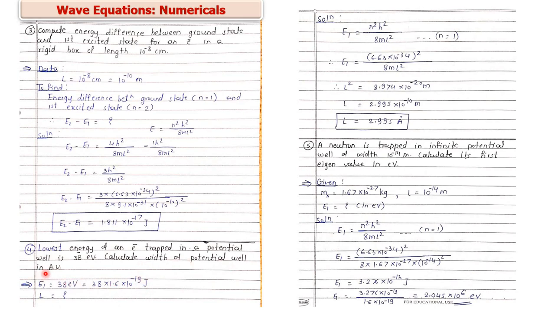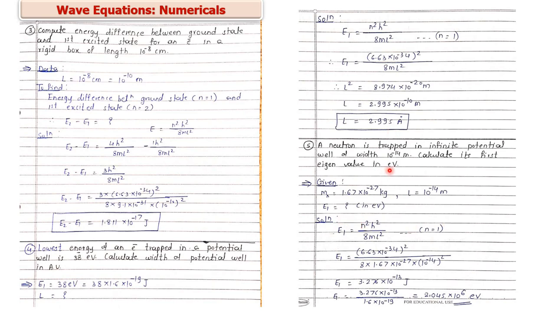Calculate width of potential well in angstrom unit. So L you have to find. So same formula, E1 is equal to, what would be the value of n? Lowest energy level. So n is equal to 1. So rearranging the equation, you can find the value of L. But here you will get the value of L in what? Meter. You are specifically asked to find out in angstrom unit. So convert this into angstrom unit.